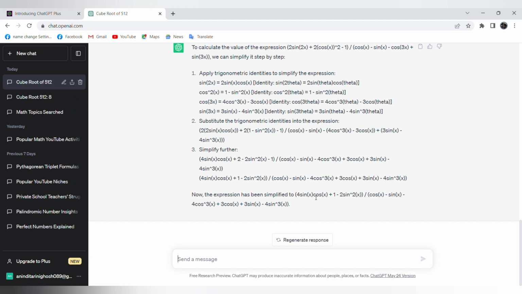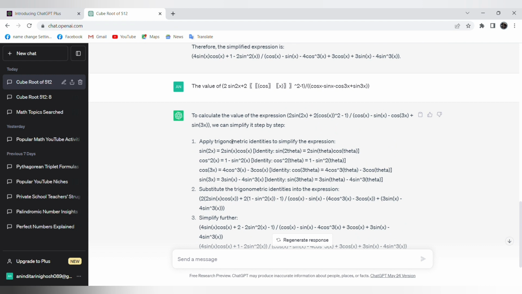Still, it is not the right answer. The answer should come only as cosec x. I don't know what the problem is, but one thing I understood, it is not able to detect what function I gave. Like the question I have given, the first bracket starts from here and ends after 1. So 2 sine 2x plus 2 cos x whole square minus 1, completely divided by cos x minus sine x minus cos 3x plus sine 3x.